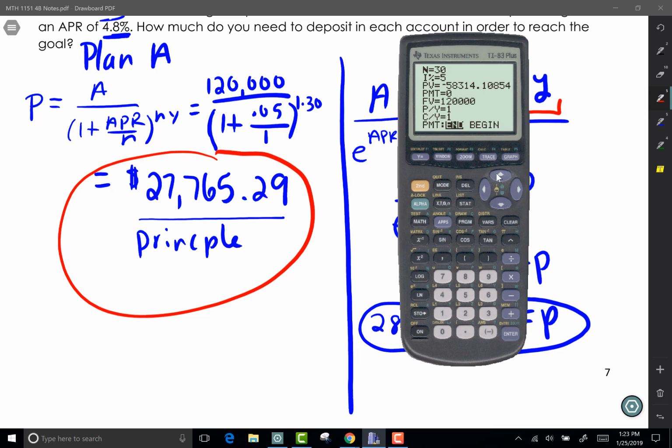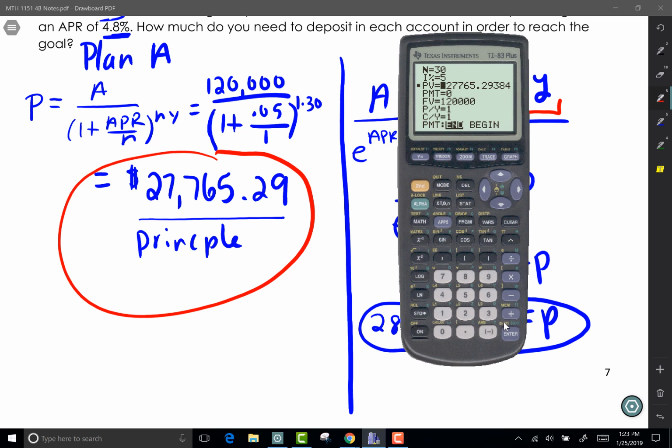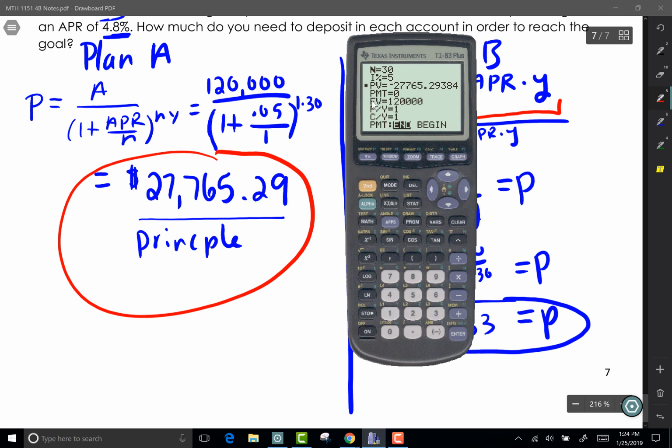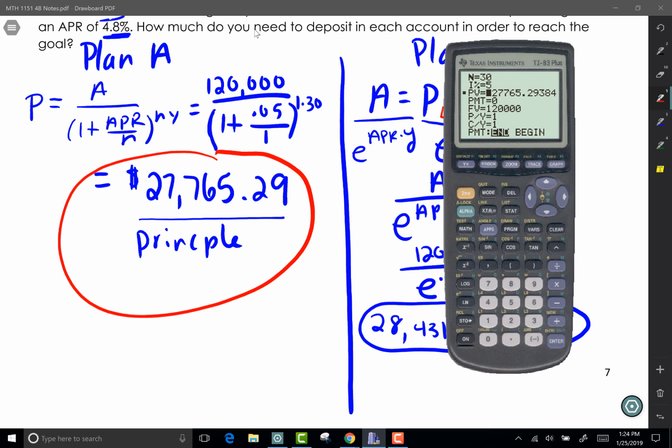Then I want to go up to present value. That's what we're looking for. What do we need to start off with in order to have $120,000 in the future? So I'm going to hit alpha and then enter to access my solve option, and I'm going to get $27,765.29. I want to stress to you guys that the time value money solver is a great way to check your answer, but I truly am not going to give you credit if I don't see your formula and your values plugged in. I want to make sure that you understand how to use these formulas.